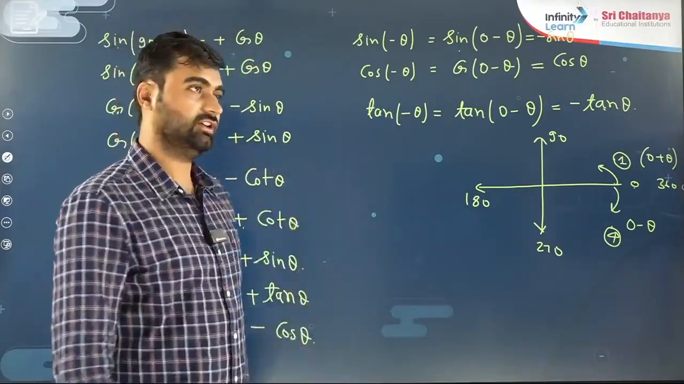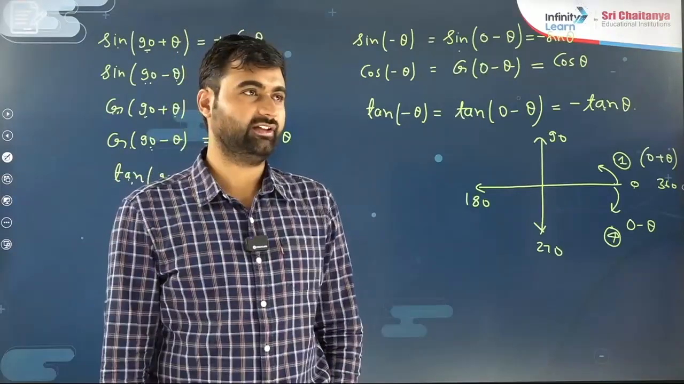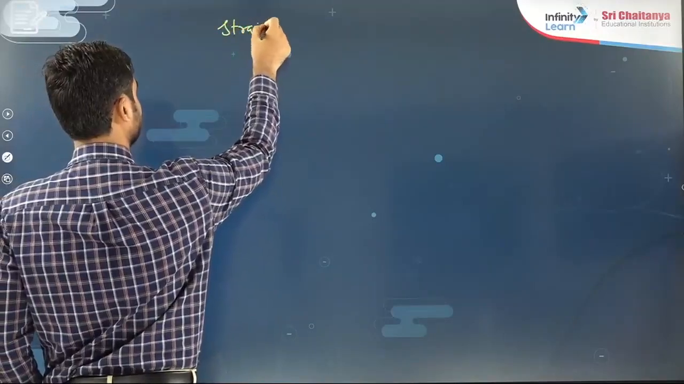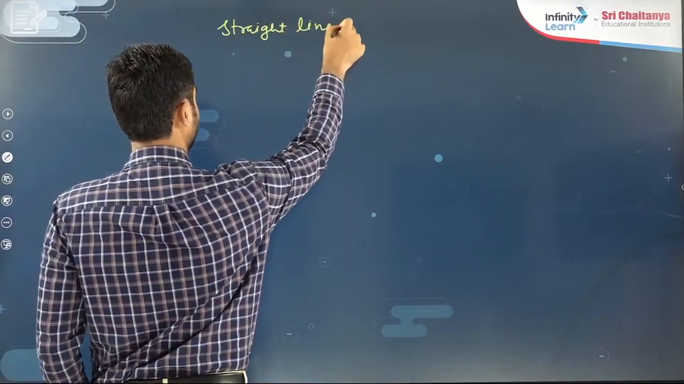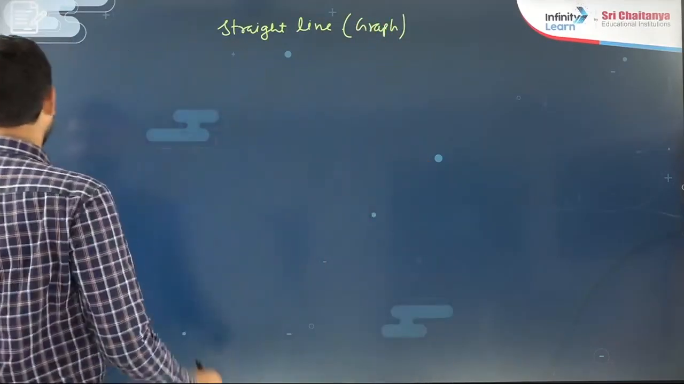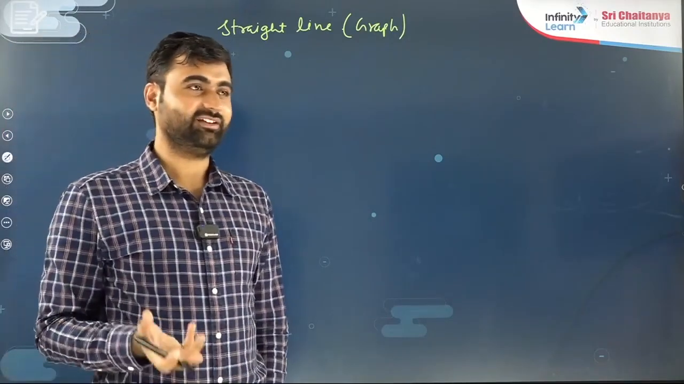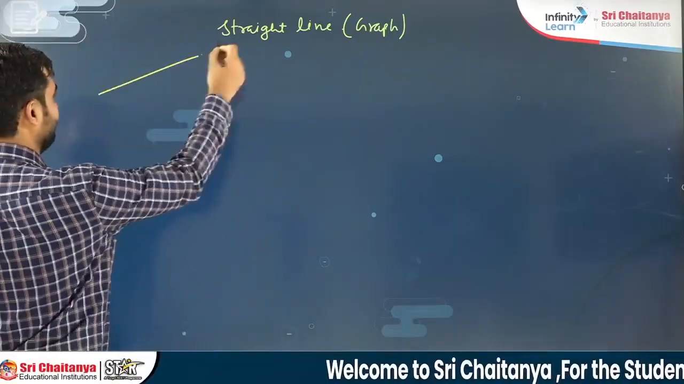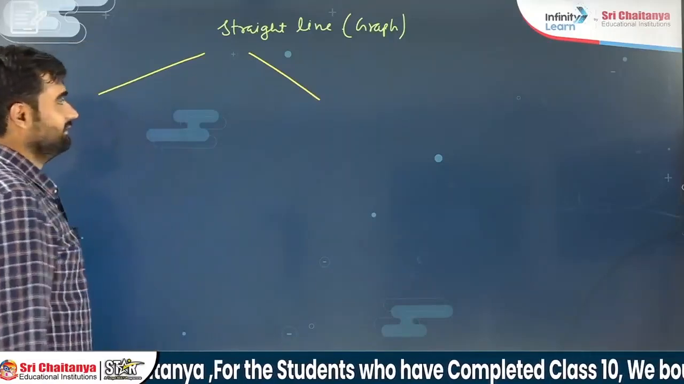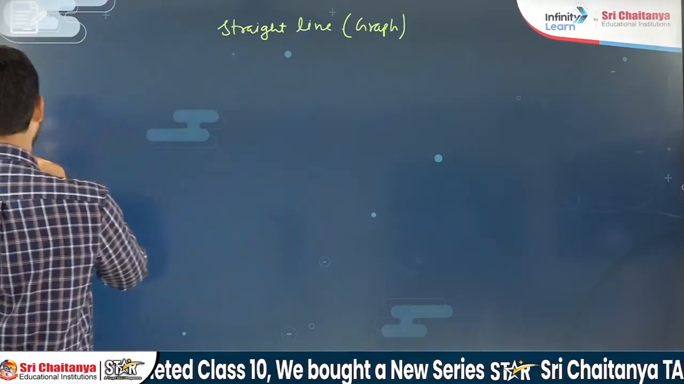Okay, so this topic now completed. Now I will start a new topic: straight line, straight line graph. So you all know straight line, right? It is not new for you. These all are straight lines. This is a straight line. Right or not? So here actually straight line we know, but what extra we have to know here?